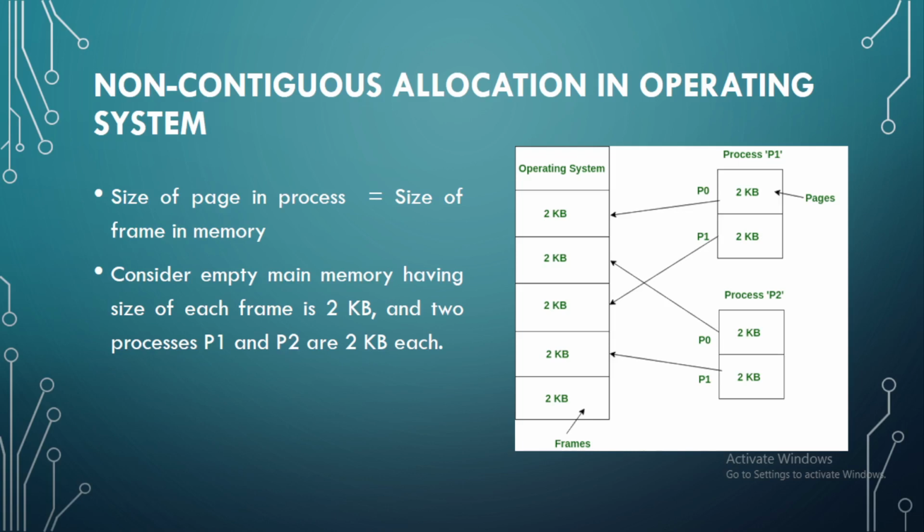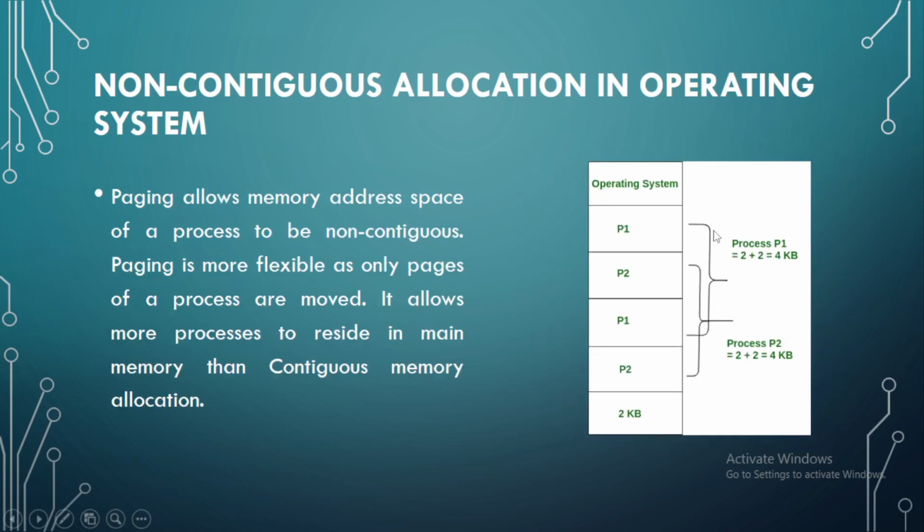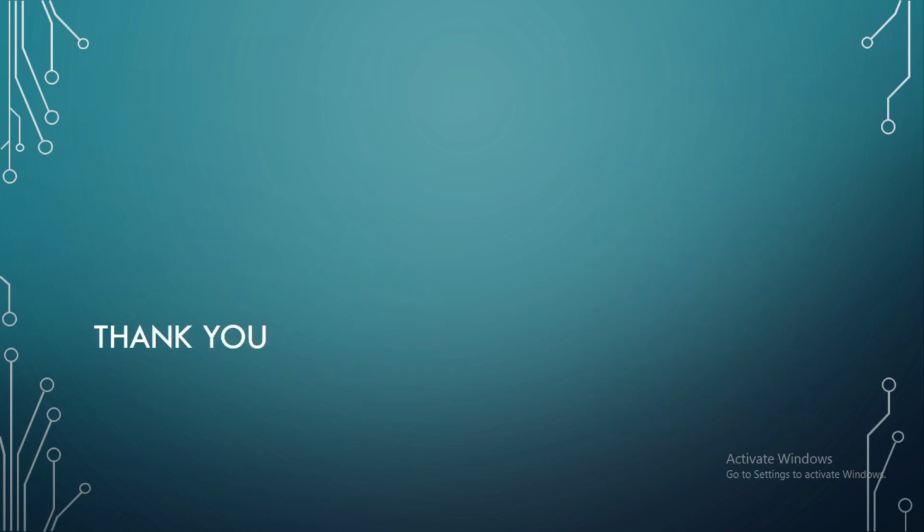Consider an empty main memory having each frame of size 2 kilobytes, and two processes P1 and P2 of 2 kilobytes each. Paging allows the memory space of a process to be non-contiguous. Paging is more flexible as only pages of a process are moved. It allows more processes to reside in main memory than contiguous memory allocation.